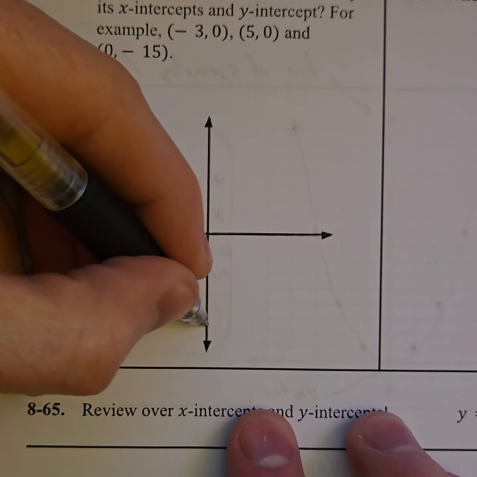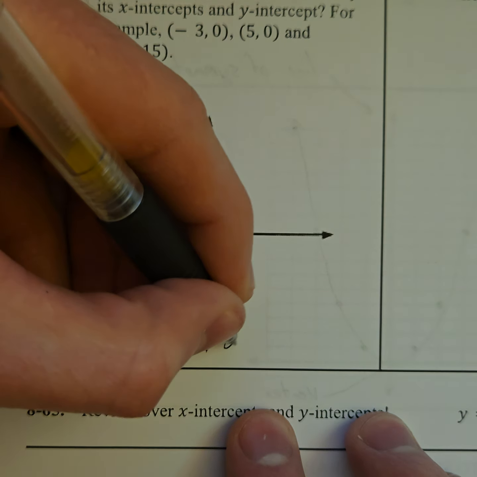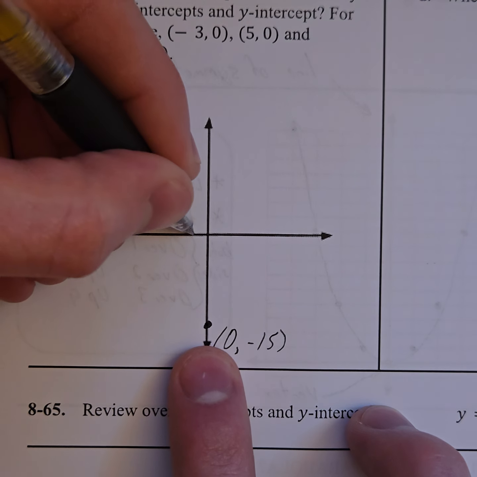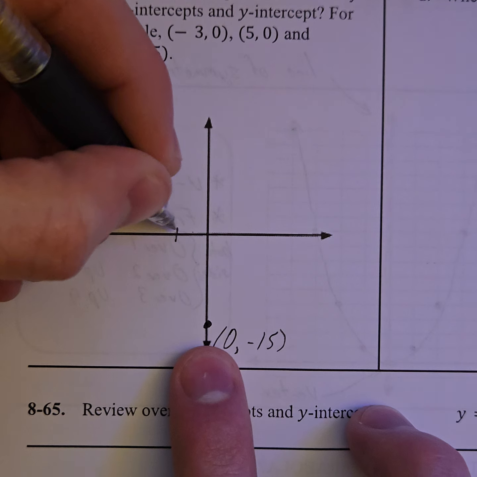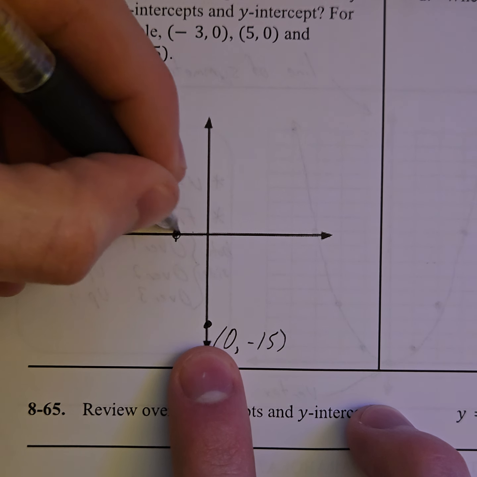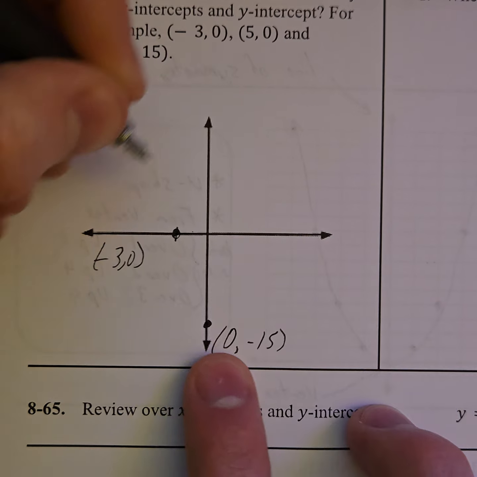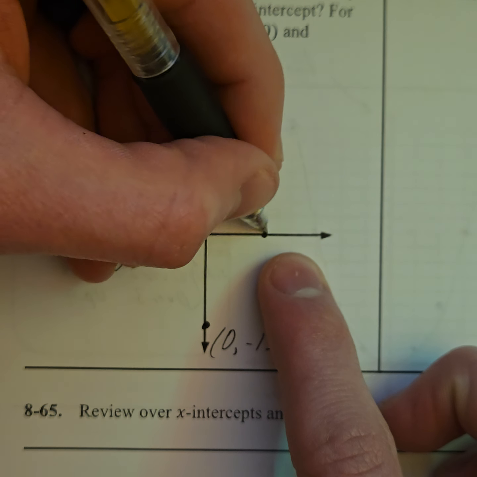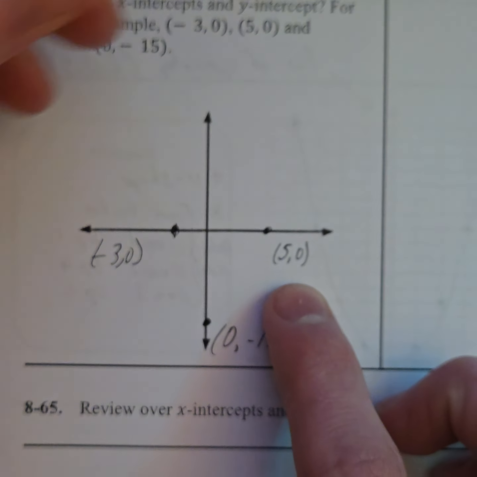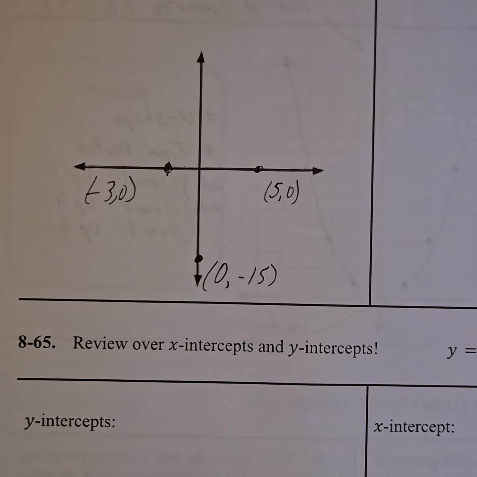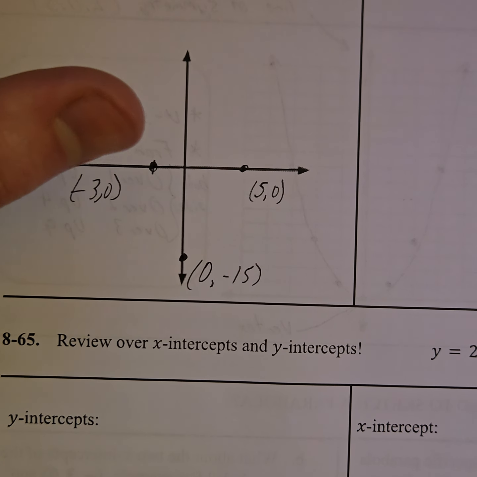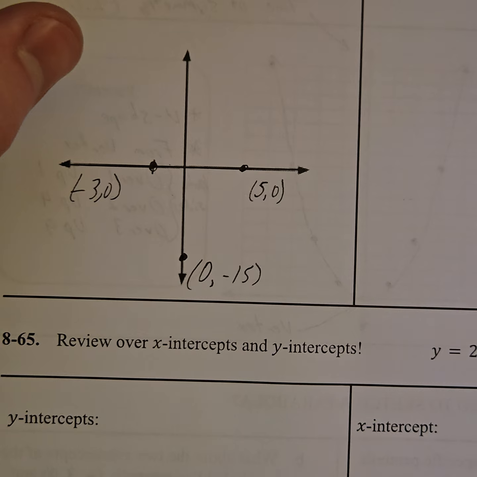So let's plot those points. So we have the point 0, -15. Then we have the point, and let's try to kind of get this to scale here, this would be around -3, 0, and then 5, 0. Somewhere around here. We're just sketching this. It doesn't have to be perfect. If we had those 3 points, is that enough information to determine the parabola? And the answer for this one is yes.